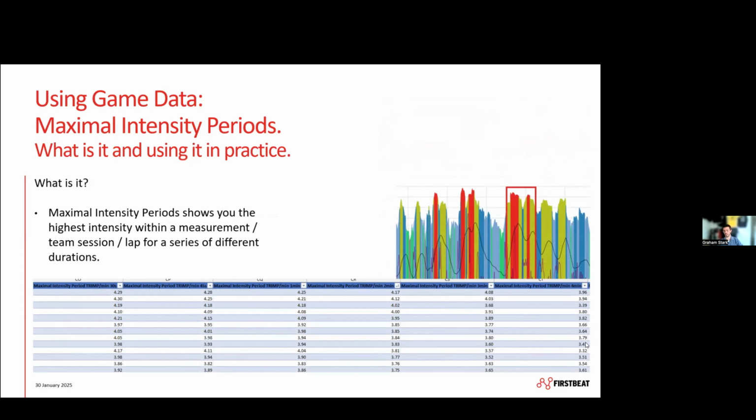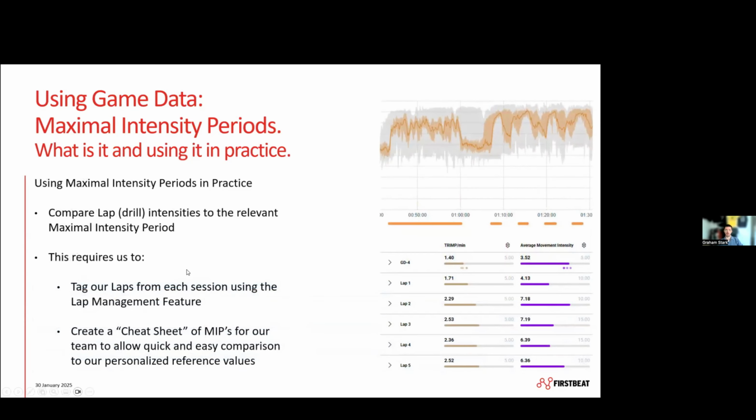In this particular case, you can see it's around 3.8, 3.7. So within that, we decide that we want each of our reps to be a trim per minute intensity of 3.7. In practical terms, that means we're clipping laps within our sessions, either doing that live or post.